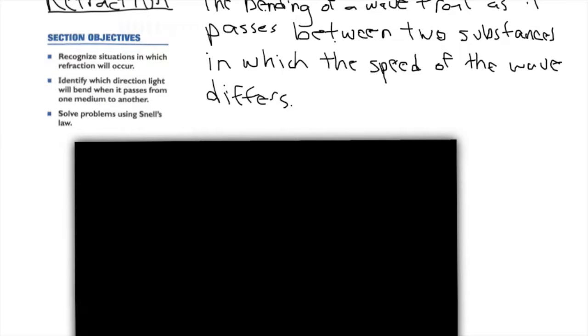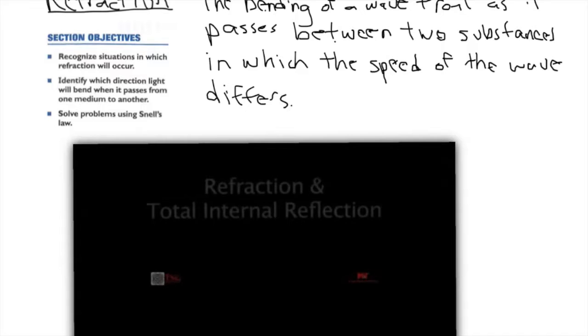All right, in this video, we're going to talk about a really cool phenomenon called refraction. So refraction, spelled this way, is a little bit different than reflection. The definition is here. It's the bending of a wavefront as it passes between two substances in which the speed of the wave differs. And we'll get into the details, but I want you to see this in action. So watch this video and you can see refraction in action.